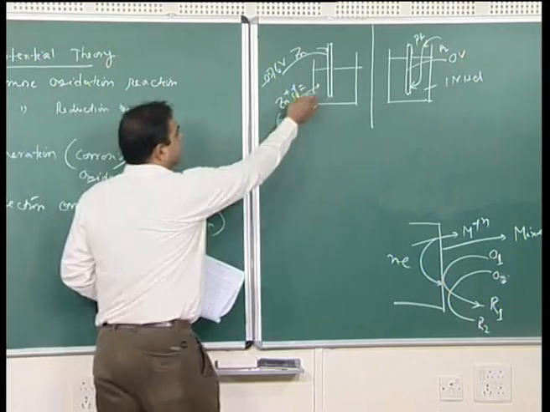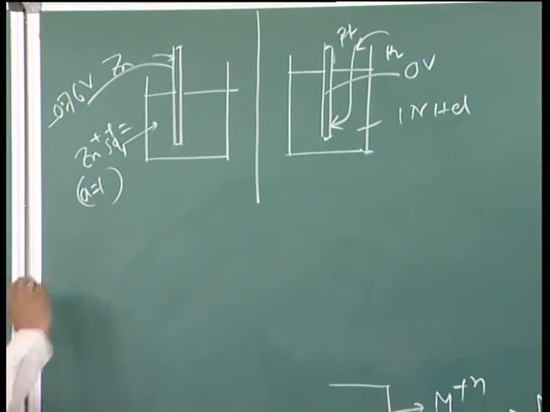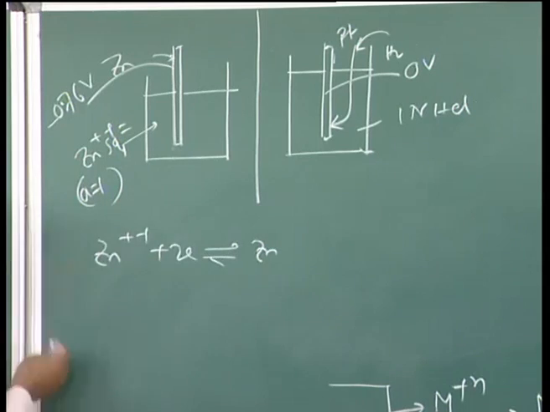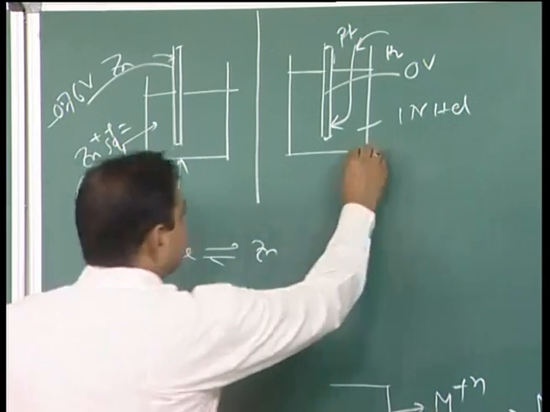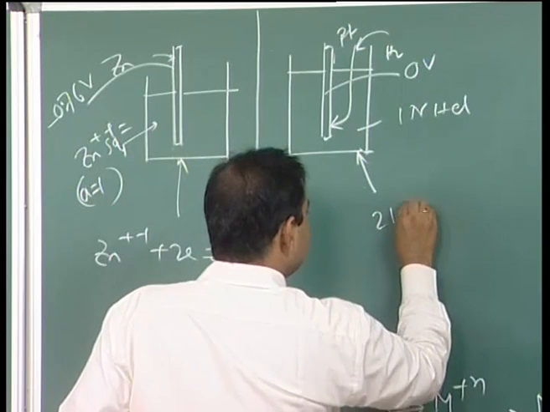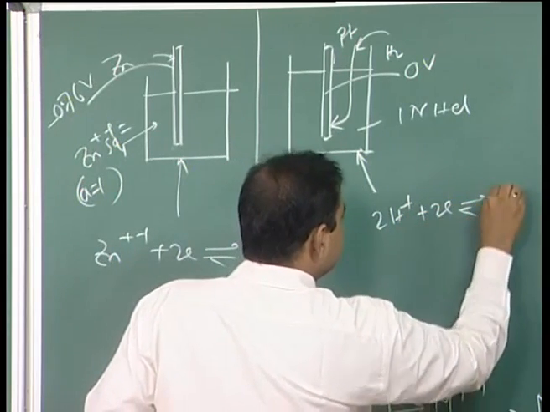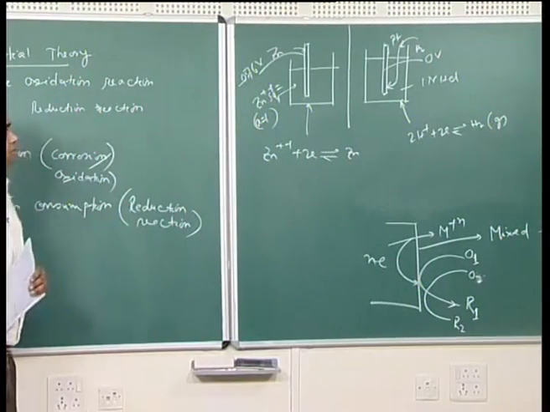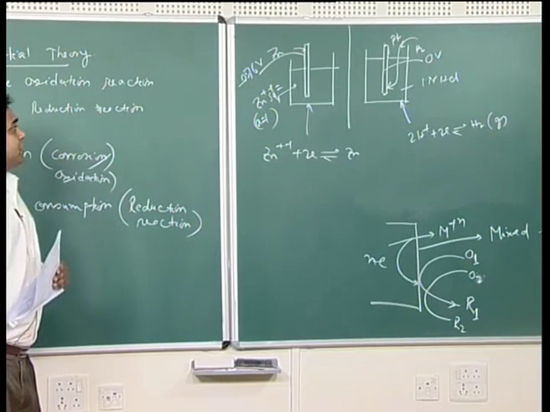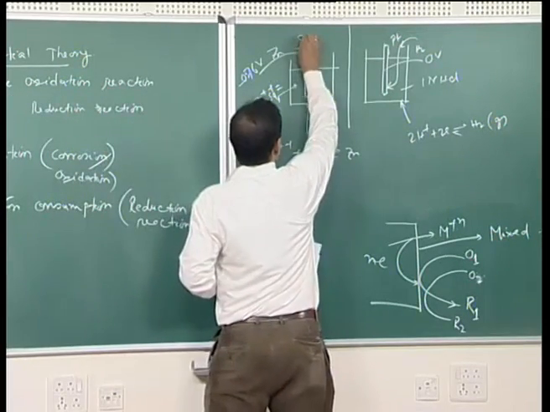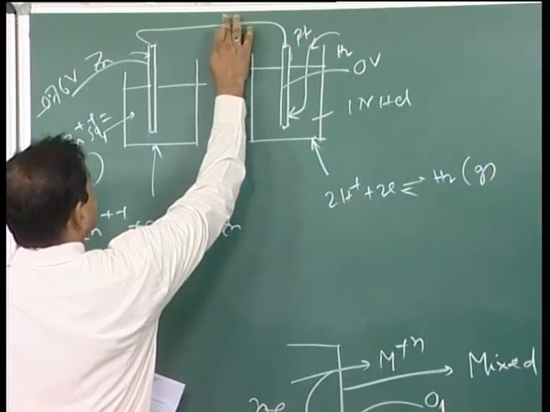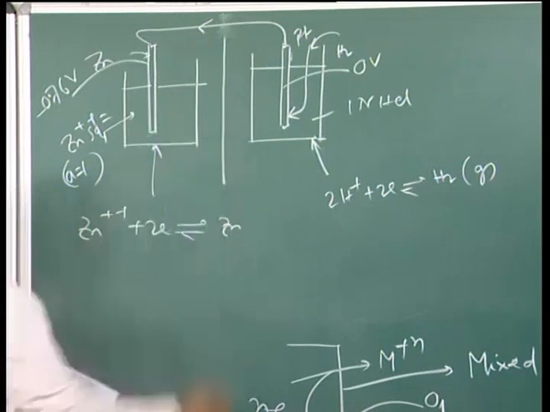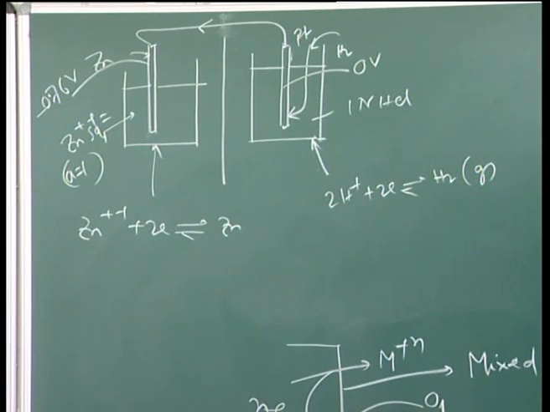Here you have the reversible reaction Zn going to Zn++ plus 2e, and in the other half cell 2H+ plus 2e going to H2 gas. Now, if I connect these two ends, what will you see? You will see that current is flowing this way.